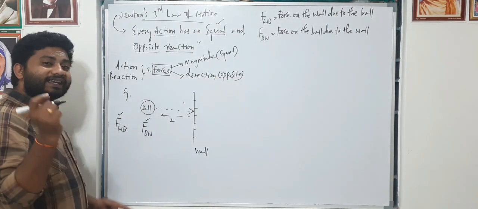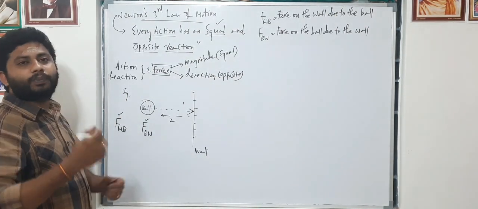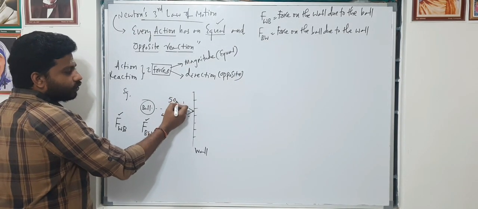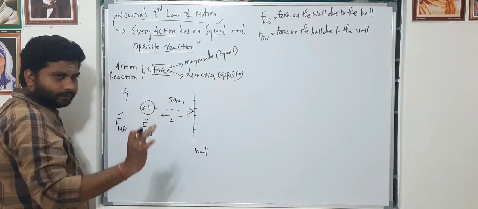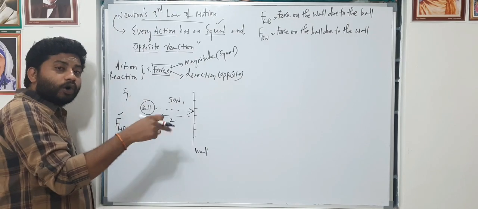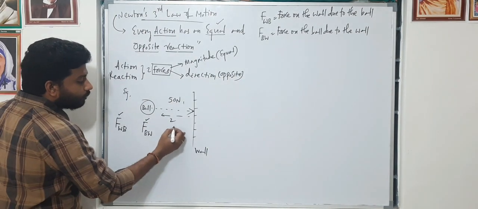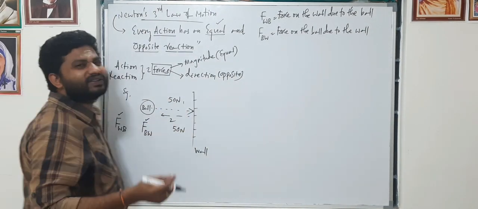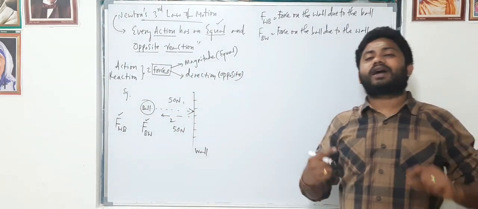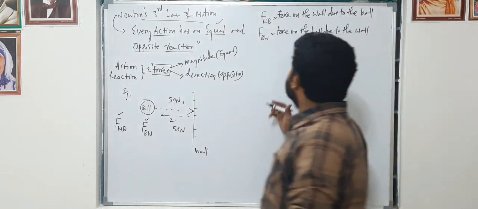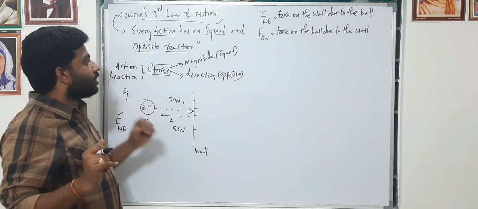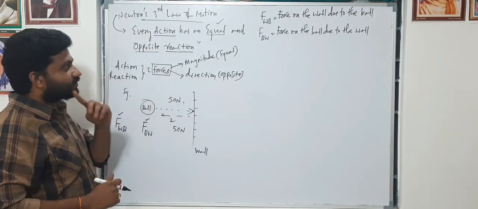Both are equal in magnitude and opposite in direction. For example, the first force, the 50 Newtons, is the force acting on the wall. So definitely the second force acting on the ball to rebound will also be 50 Newtons. I hope it's clear. Every action has an equal and opposite reaction. So this is 50 Newtons and this is also 50 Newtons.